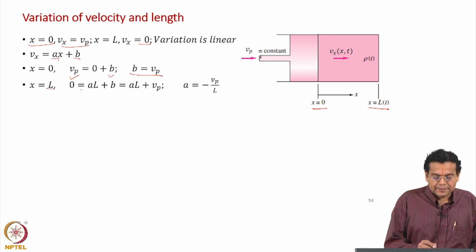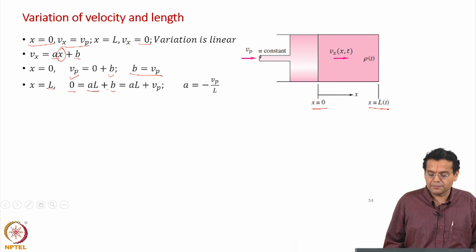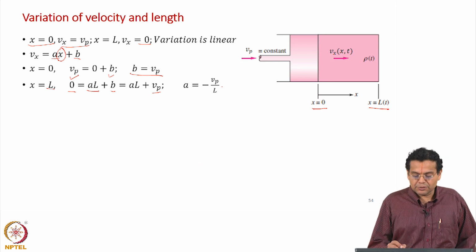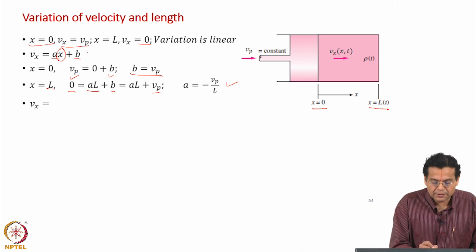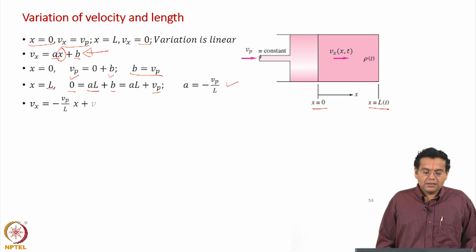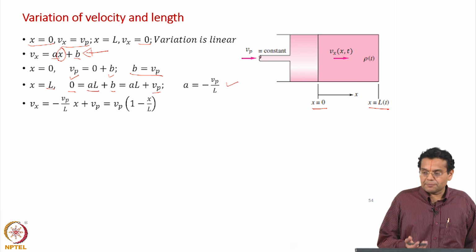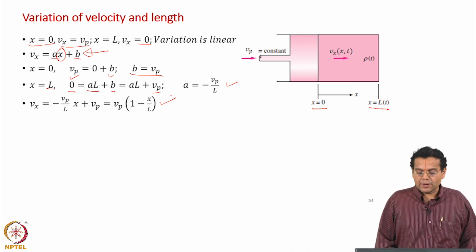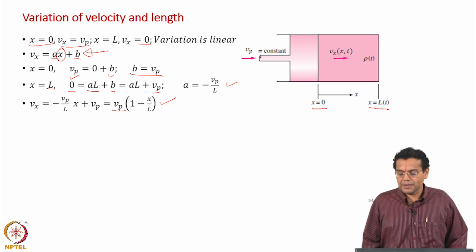At x equal to L, the left hand side velocity is 0. Substituting x equal to L here, we have A L plus b, where b is nothing but V p, which we have already evaluated. This gives you A is equal to minus V p by L, the constant. So, let us substitute in this equation and find that the velocity variation with respect to distance follows this relationship: V x equal to V p into 1 minus x by L. When x equal to 0, we have V p, and at x equal to L, we have 0. Of course, it should obey those conditions.